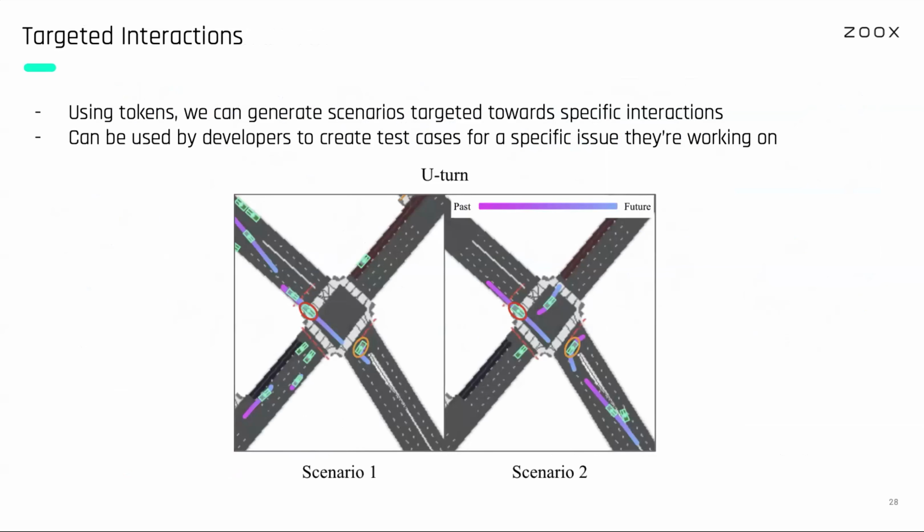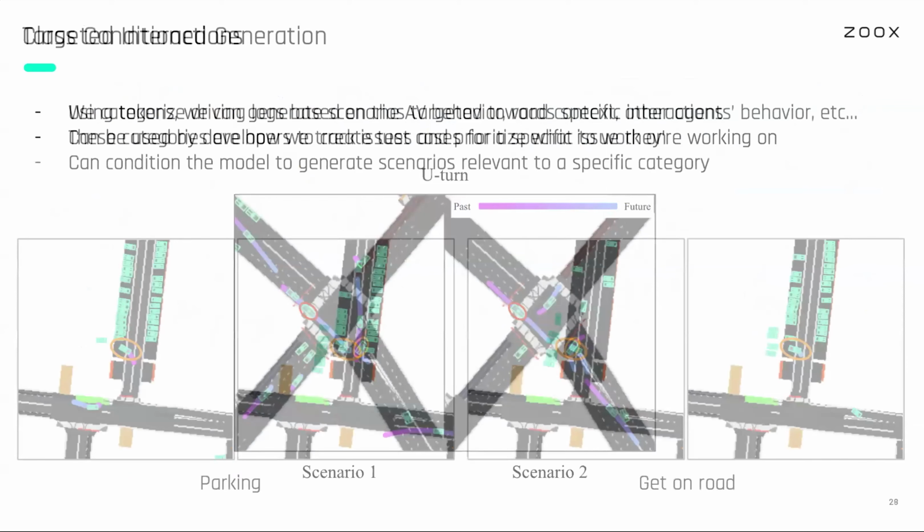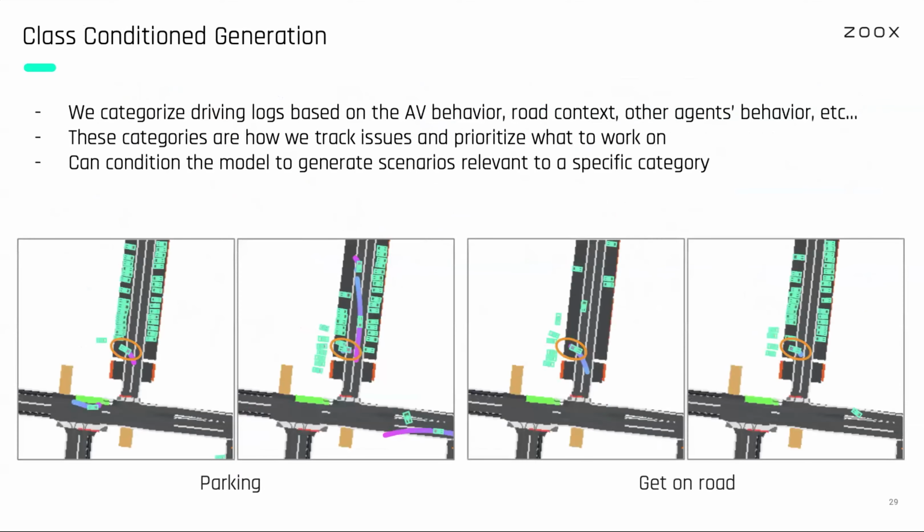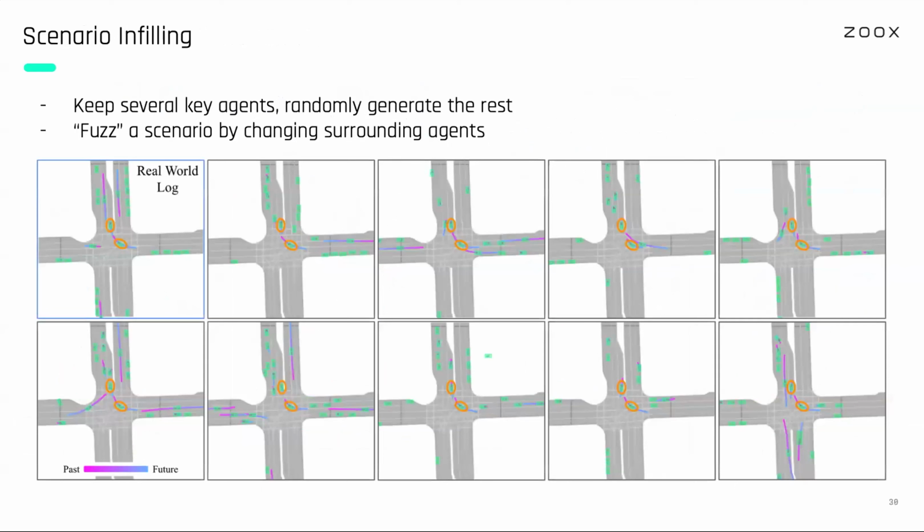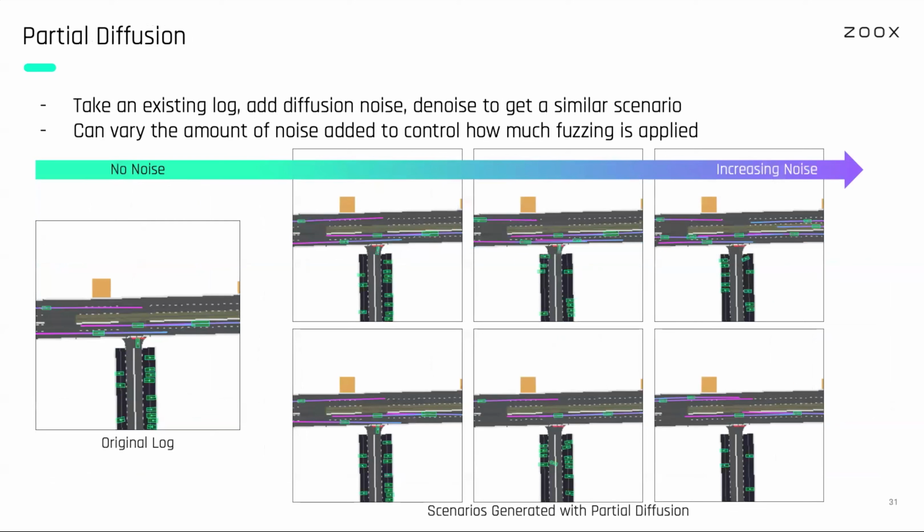And so we can condition on specific interactions that we might have between agents to test cases. So that's a U-turn. We can do things like parking or get on road, where, again, condition on, say, the parking token, we can put a particular agent in a particular location pulling out of a parking spot. We can also control the extent to which there are other agents that are parked in that scenario. And of course, it's a diffusion model, so we can control the extent to which we're fuzzing the scenarios and control the variation of the scenarios that we can produce in this case.